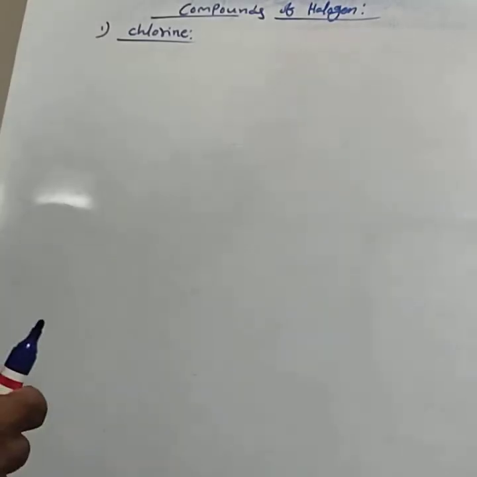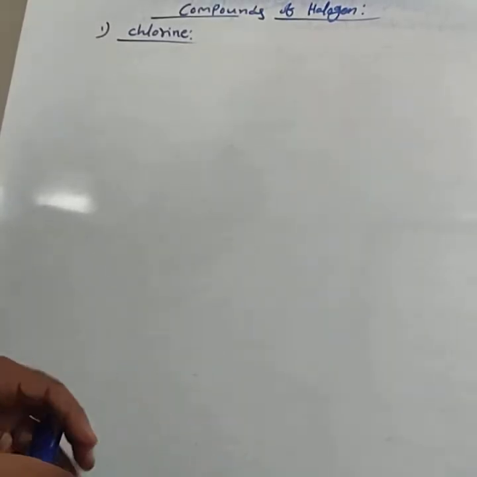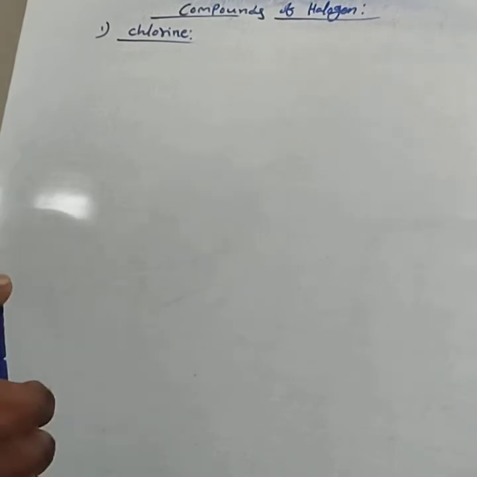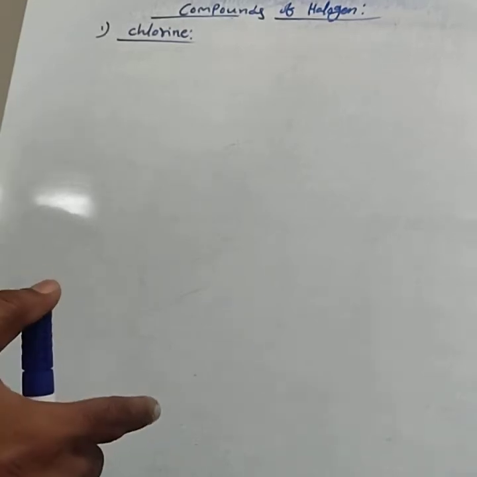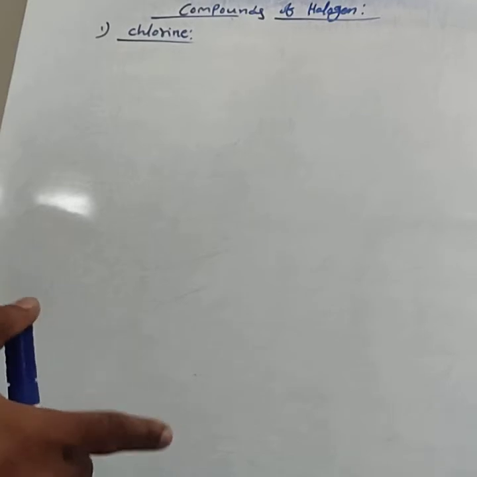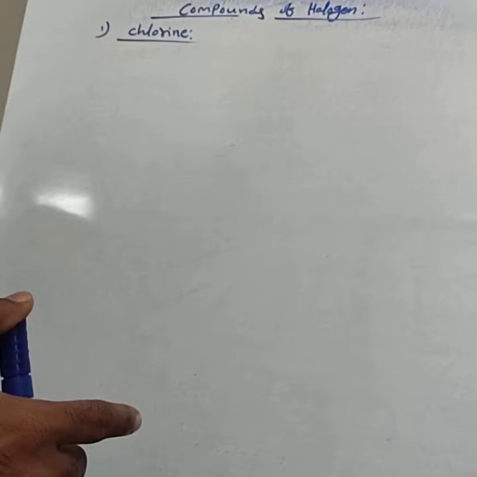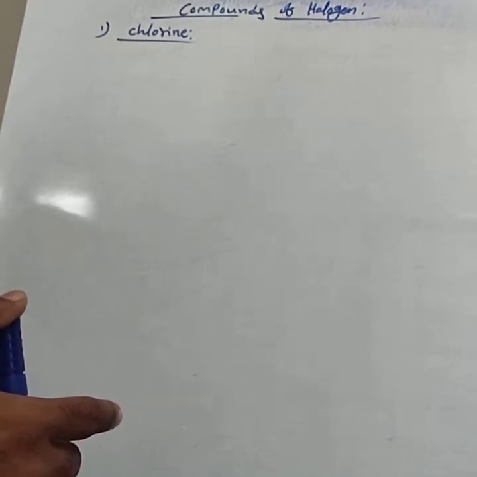Hello students, in the last class we discussed the chemical properties of the halogens. In this class we will study the compounds of the halogens. In our syllabus there are three important compounds. One is chlorine, dichlorine; the second is HCl; the third is an interhalogen compound. These are some important compounds of the halogens.